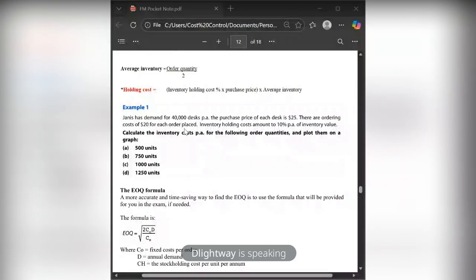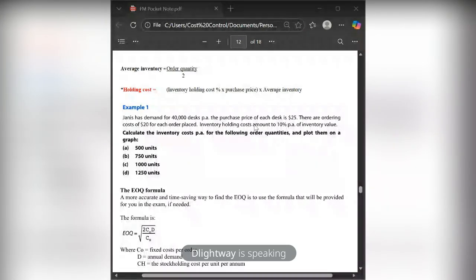Please, what is this 40,000 decks per annum? Annual demand. Thank you. So the purchase price of each desk is $25. Already, this is explanatory. This is the purchase price. There are ordering costs of $20 for each order placed. I think this is also clear. This is the ordering cost per unit.